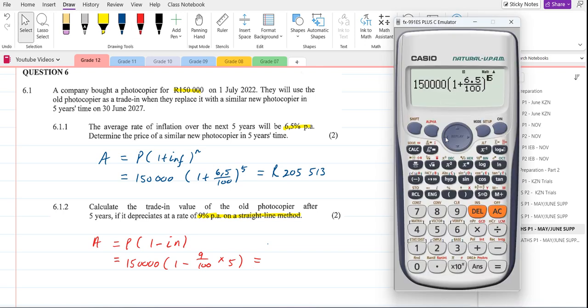150,000 into, we put a minus there, on top we got 9, that's 9 over 100, and we said times what? Times 5. So I've got 82,500.